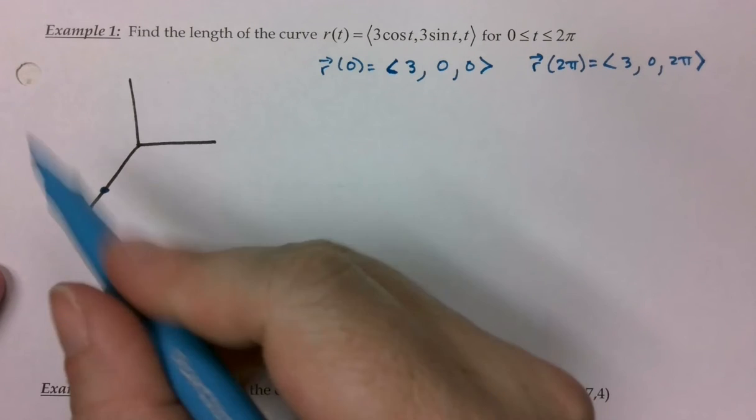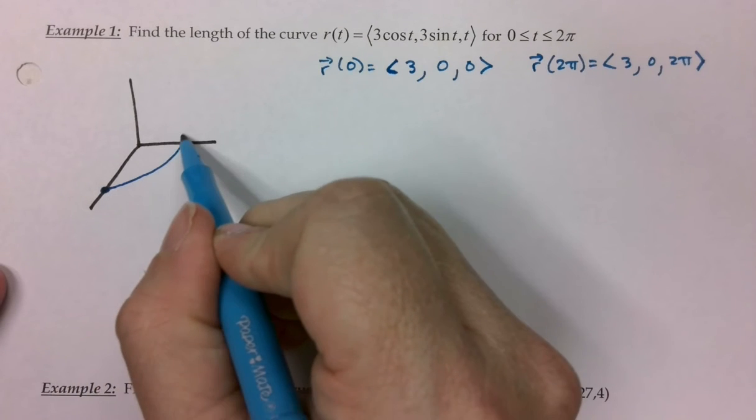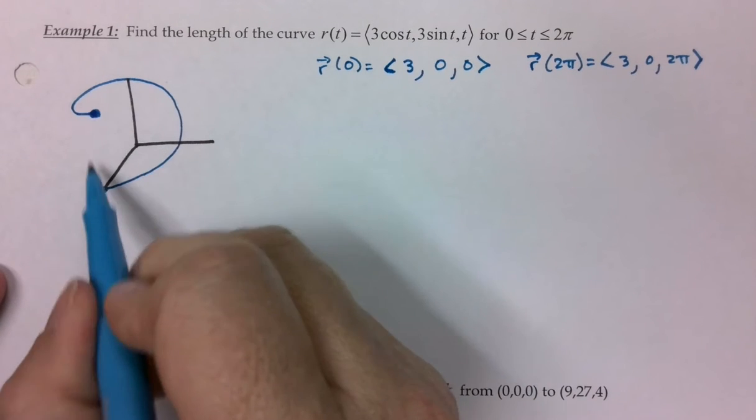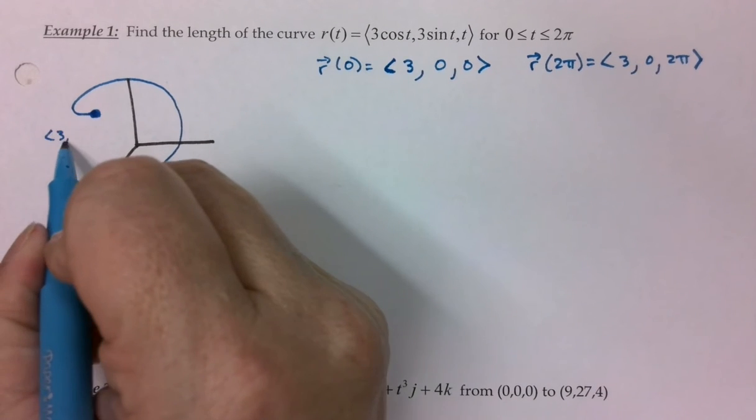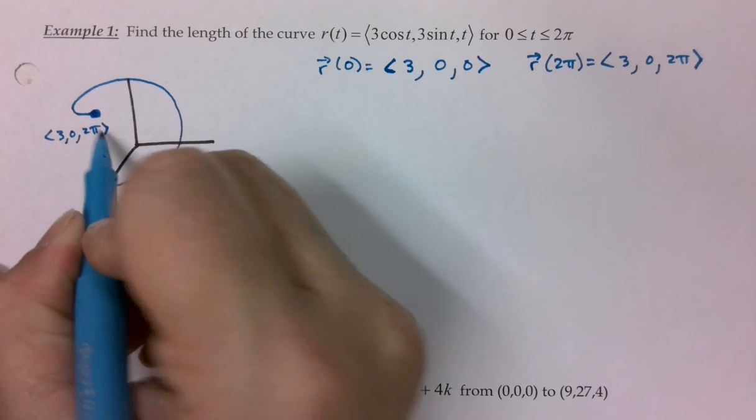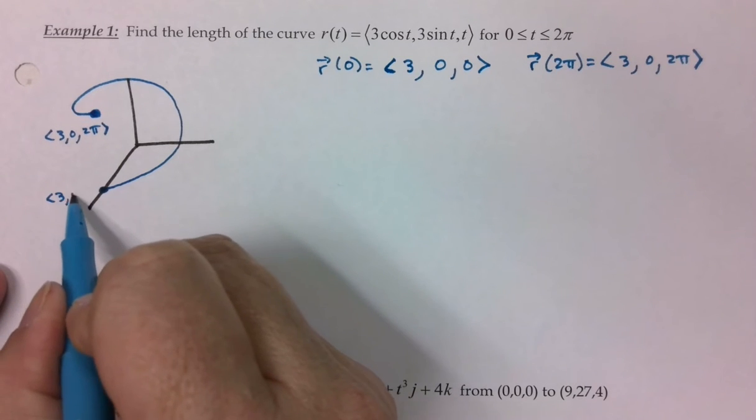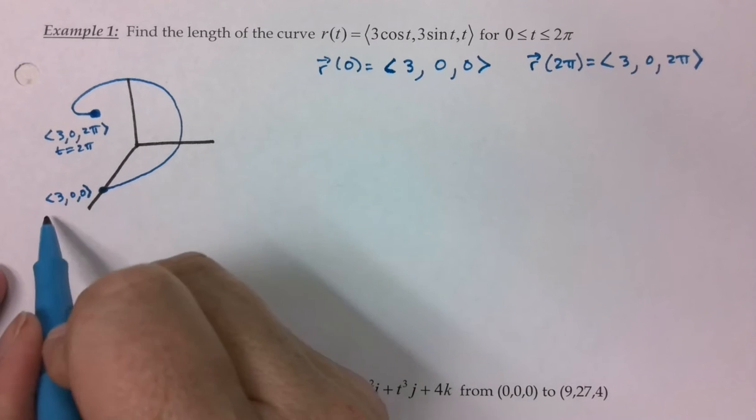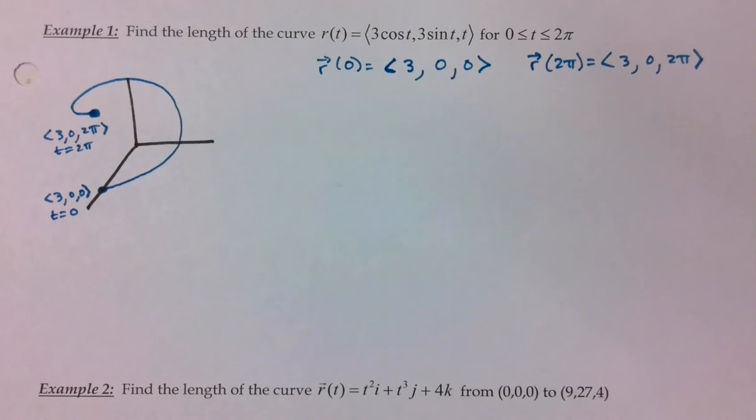Let's do it with this curve. You're spiraling up, and you're landing above where you were, but now there's a distance of 2 pi. So this is 3, 0, 2 pi, and then this is 3, 0, 0. So this was time t equals 2 pi, and this is time t equals 0. It's a parametric equation, of course, because it's a vector valued function. So the vectors are defined by the parameter t, and it moves over time.